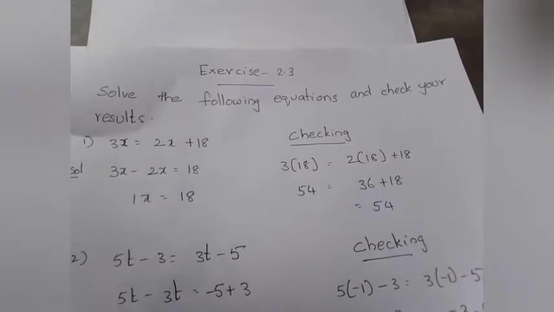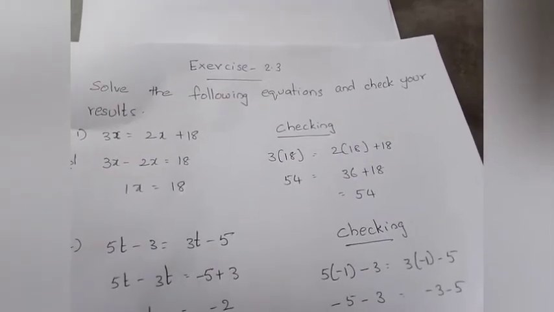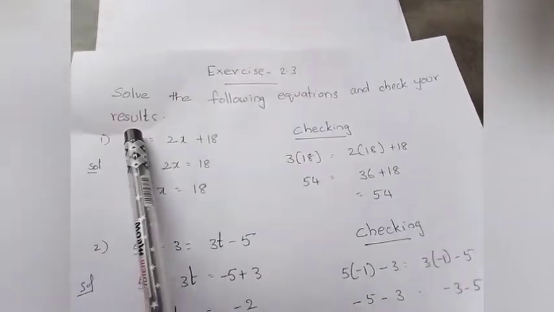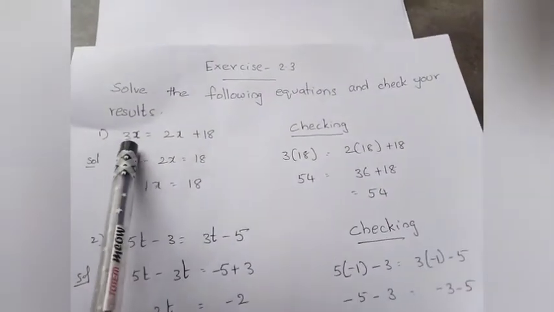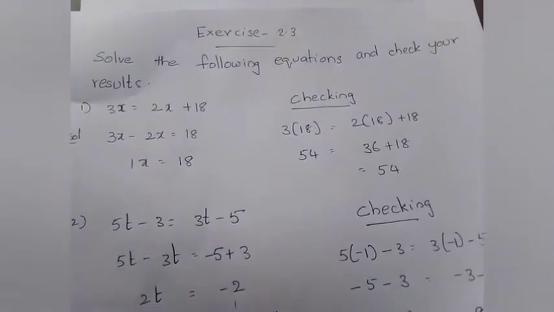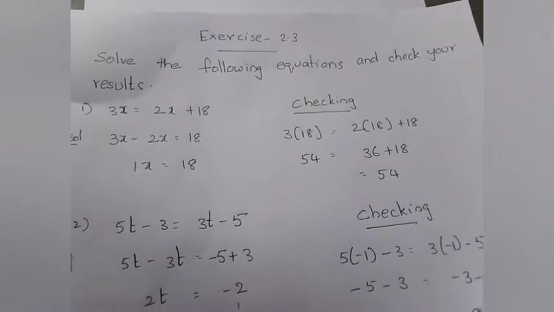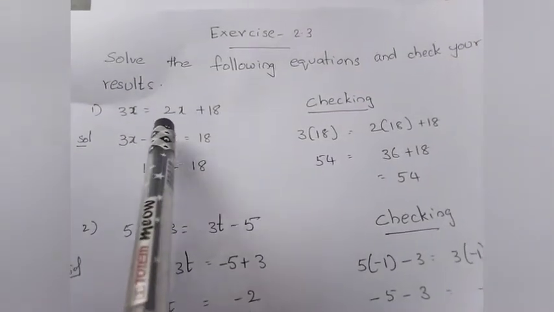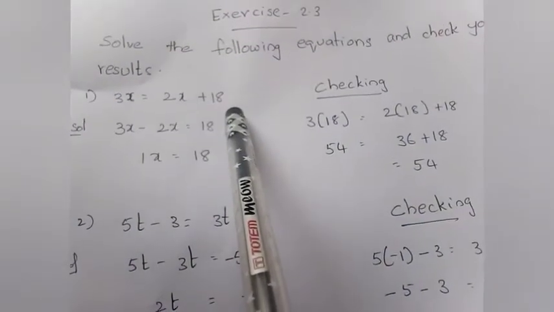Hi students, today I am going to teach class 8 chapter 2, linear equations in one variable, exercise 2.3. Solve the following equations and check your result. Solve means I have to find the value of x. For the given problems, we have to find these values of x and check whether they are correct or not. The first one: 3x is equal to 2x plus 18. In this, we have to find the value of x.